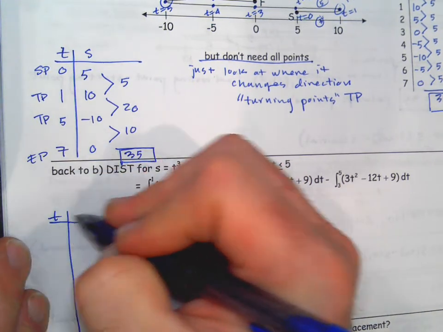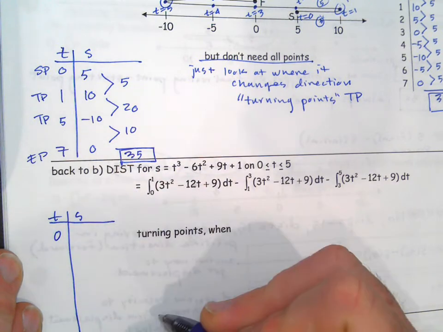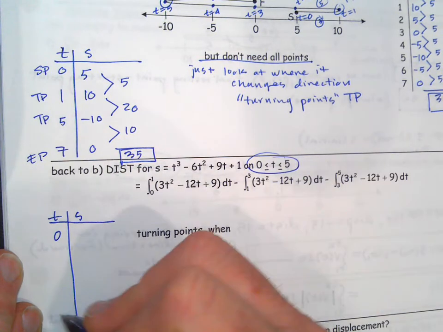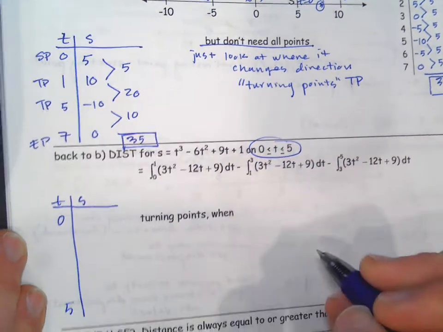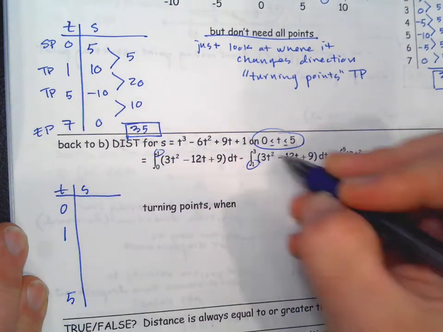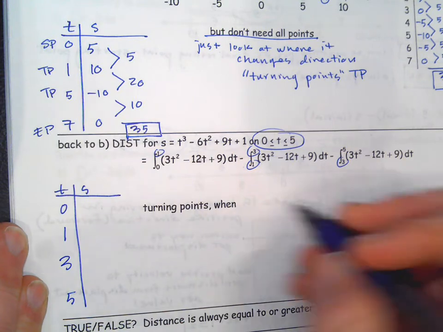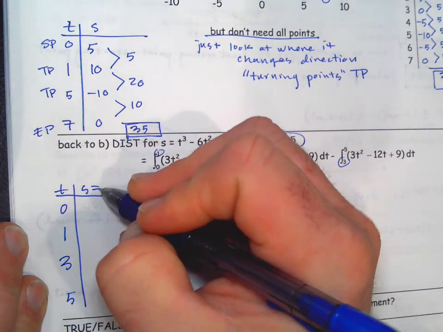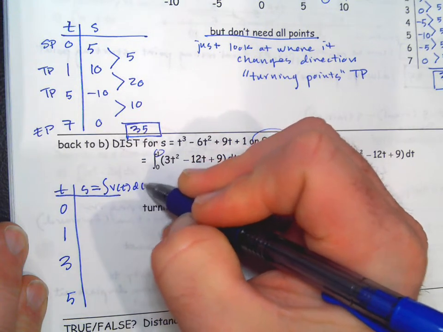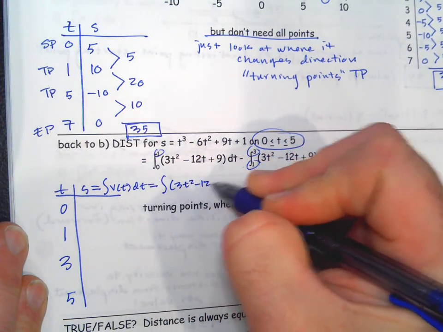And we've already found the turning points, okay? So 0 and 5 are your beginning and end points, and the turning points where we decided to break it up are at 1 and at 3, okay? Now, S right here is going to be the integral of velocity, which was 3t squared minus 12t plus 9.